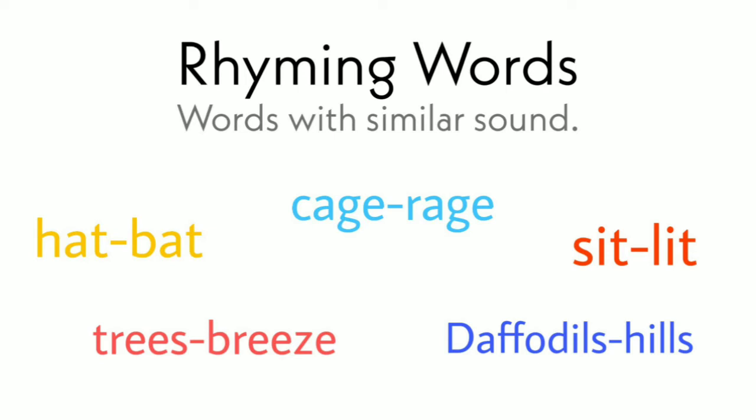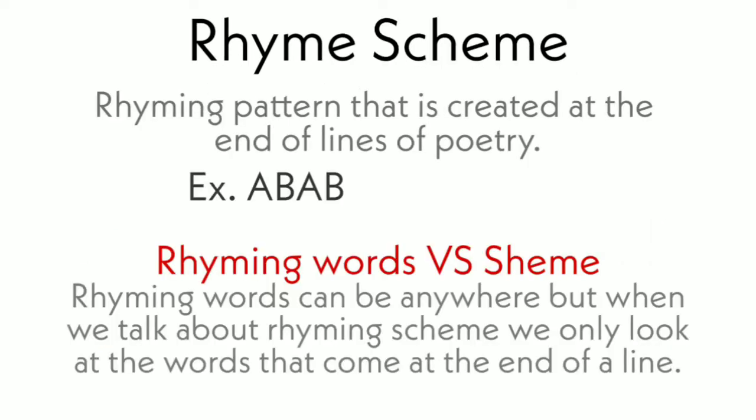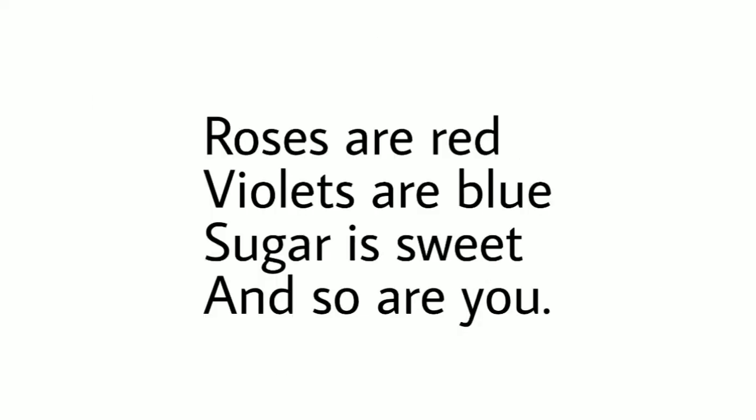So all these words sound so similar and their tone and rhythm is also similar, so they are called rhyming words. Now what's the difference between rhyming words and rhyming scheme? See, rhyming words can be anywhere, but rhyming scheme, or you can say pattern, when we look at the poem, is the words that come at the end of the line. At the end of each line we have a word, and we have to check their rhyming pattern. Okay, let's look at one example, then we will get it.